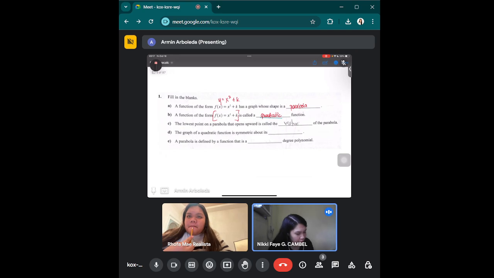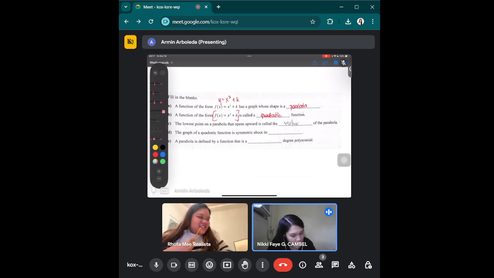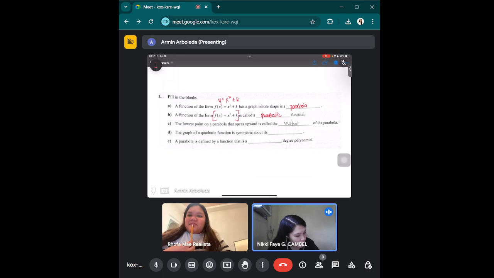So here you already have the answer. The lowest point on the parabola that opens upward is called the vertex of the parabola. So for example, I think it's correct actually. Oh, really? Okay. It's correct, because if the parabola is opening upward like this one, the lowest point would be what? The vertex. Okay? But if the parabola is looking like this one, it's not going to be the lowest point anymore. It's going to be the highest point or the maximum point. Okay?